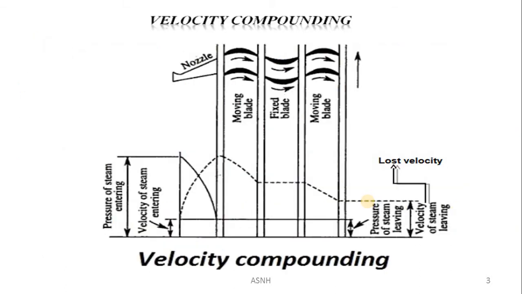Here a total of 2 sets of moving blades are used in order to reduce the velocity. Generally, more than 2, up to 6 to 7 stages, are used in the case of a large capacity power plant in order to reduce the velocity. The main motto of this velocity compounding is to reduce the rotor speed by reducing the velocity parameter.